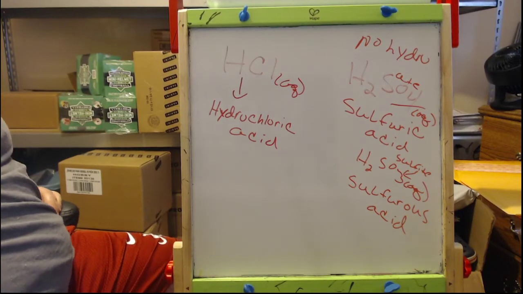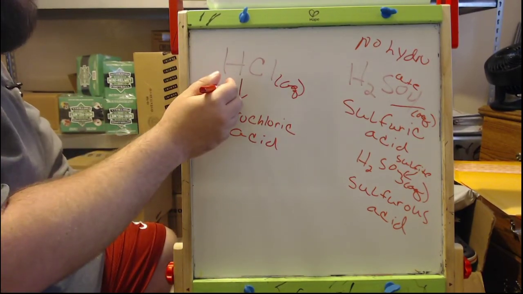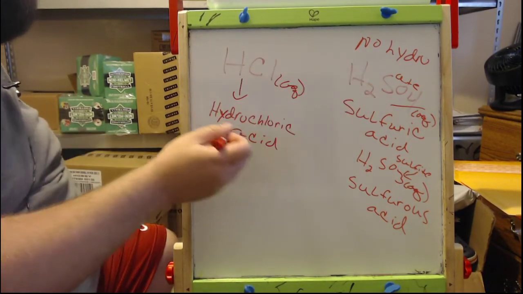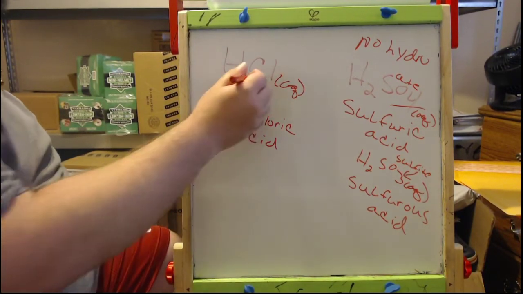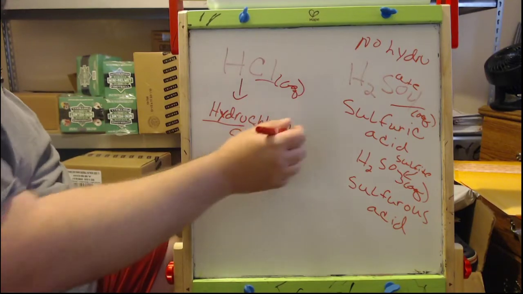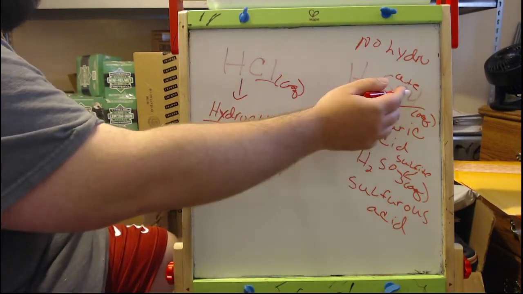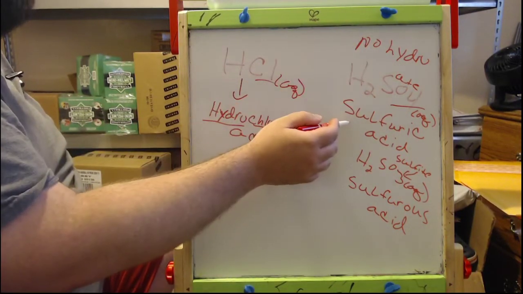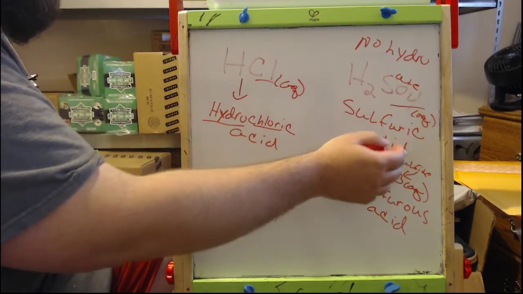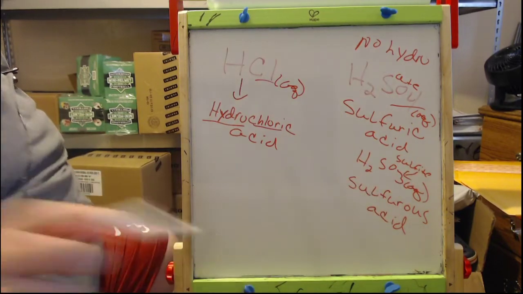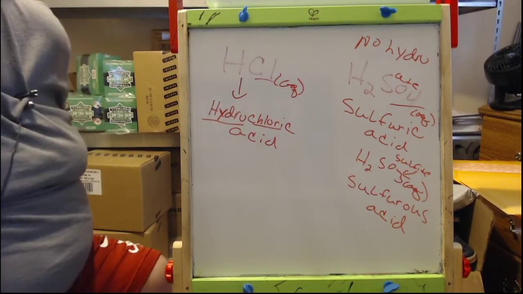So the difference starts without oxygen, with oxygen. Without oxygen, I need the hydro, root, and then ic acid. Over here, I've got to look at the polyatomic. There is no hydro. Put the root. If my polyatomic ends in ate, it's ic acid. If it ends in ite, it's OUS acid.